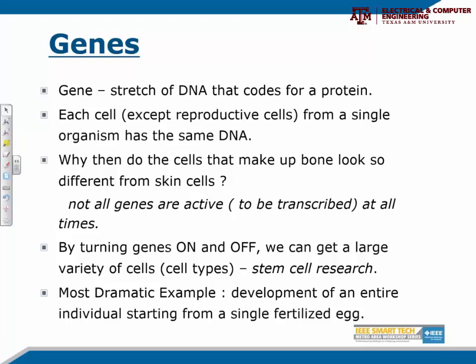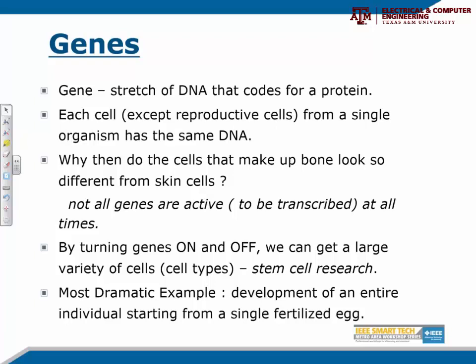But remember, this presentation is for an audience whose background in biology is zero, so this is just oversimplified. By turning genes on and off, we can get a large variety of cells or cell types. And that is the basis of stem cell research, because from the single fertilized egg you can differentiate and get all different kinds of cells.